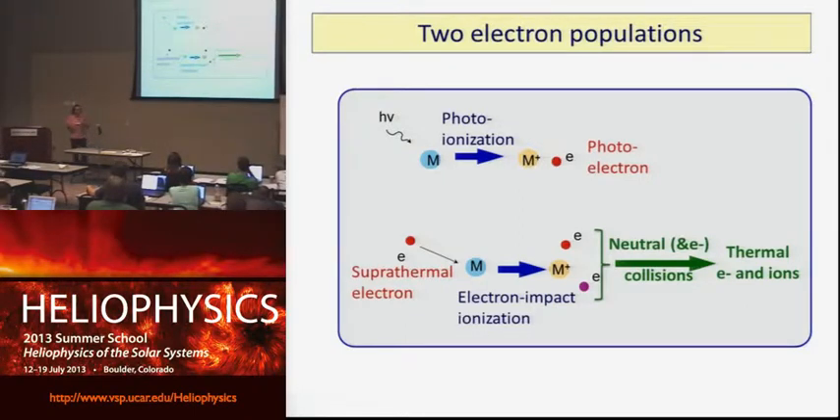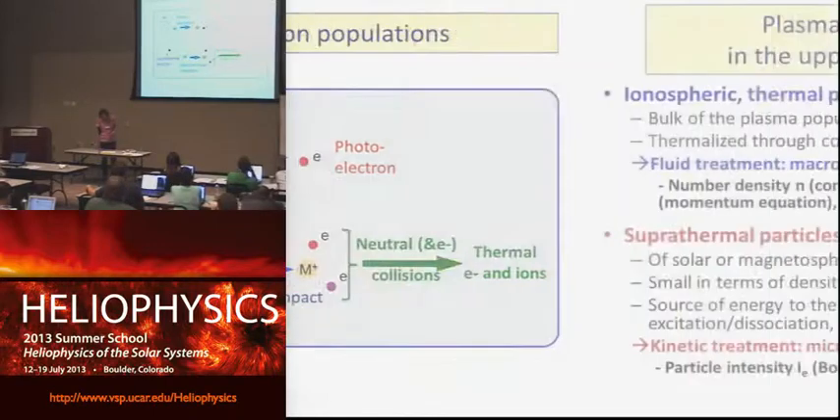However, they undergo collision through the atmosphere, and the probability of losing energy varies with their energy. As a result, you can't make any assumption on their energy distribution. You need to calculate it explicitly. So the way you treat those two populations is very different.